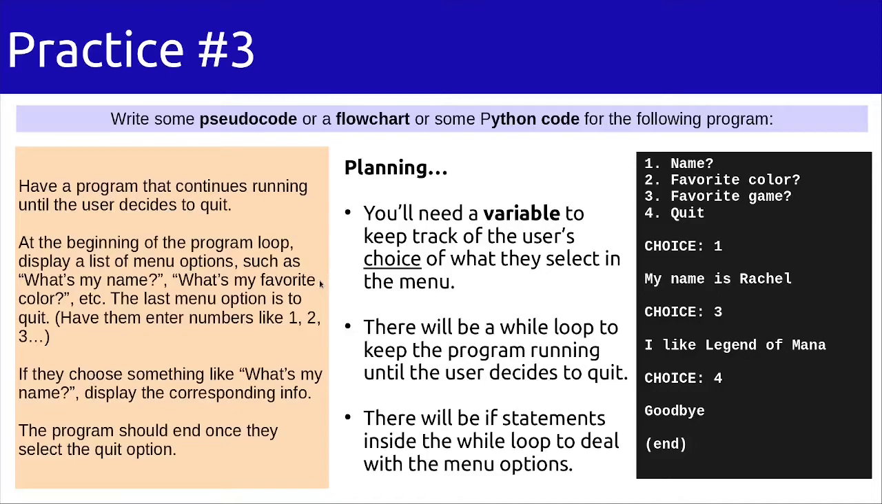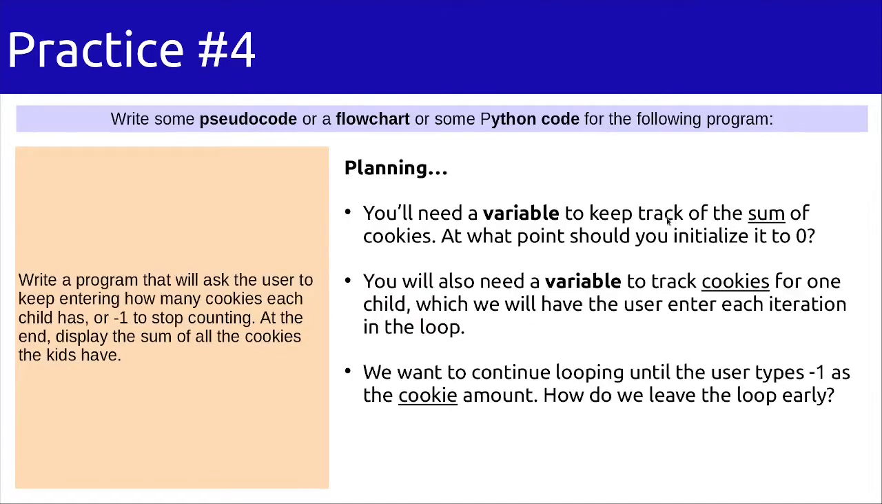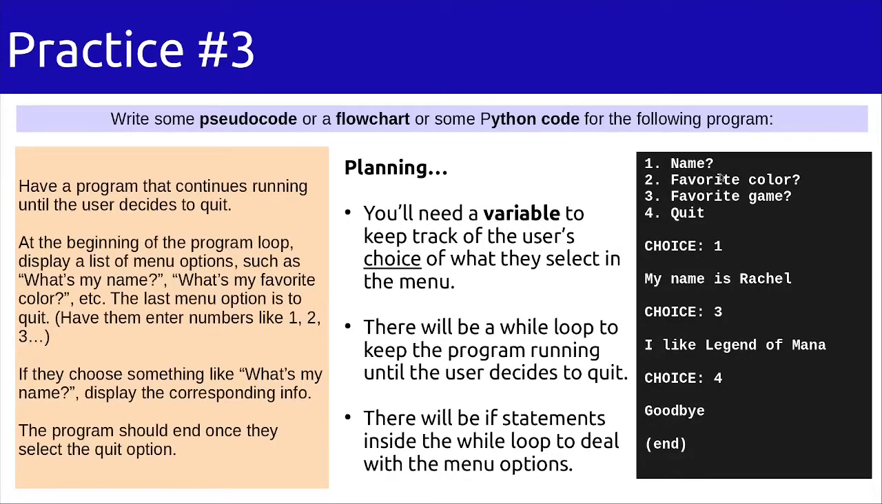Practice number 3. Have a program that continues running until the user decides to quit. So they'll actually have to click on a quit button, or really not click, we're not using buttons, but they'll select a quit from the menu. But otherwise, the other menu options will be like, what is my name? What's my favorite color? What's my favorite game? When the user chooses one of these, it'll display that and then come back and wait for another choice, so they could go through the entire list. And then once they actually choose quit, it will then end the program.